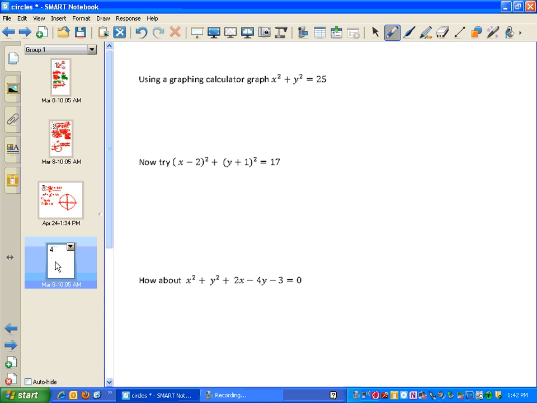Do I have that? Yeah, this one doesn't make sense. Okay, so you tried these ones. Graph. So if you're going to graph, you got to tell me what the center is and what the radius is. Do you have both of these?